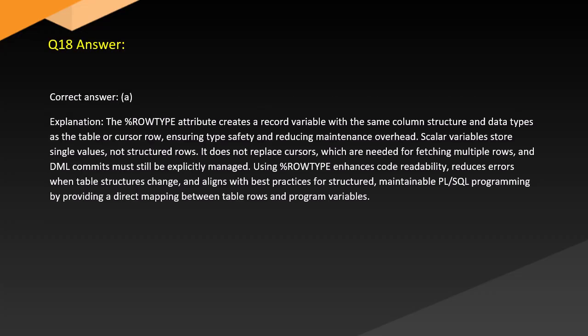Answer. Correct answer: A. Explanation. The %ROWTYPE attribute creates a record variable with the same column structure and data types as the table or cursor row, ensuring type safety and reducing maintenance overhead. Scalar variables store single values, not structured rows. It does not replace cursors, which are needed for fetching multiple rows, and DML commits must still be explicitly managed. Using %ROWTYPE enhances code readability, reduces errors when table structures change, and aligns with best practices for structured, maintainable PL/SQL programming by providing a direct mapping between table rows and program variables.